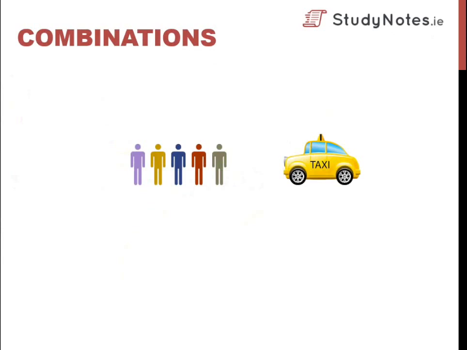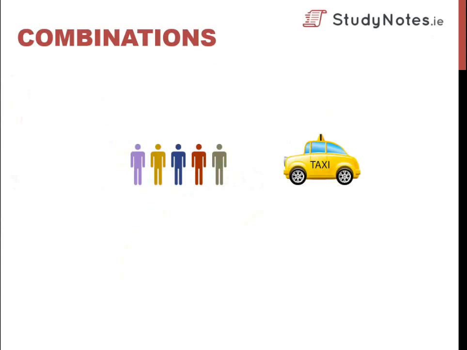Well, the best way to think about these is to think about a basketball team going to play a game. Imagine there are 5 players going to the match, but there are only 4 places in the taxi. So one of the team members will have to walk. How many different ways can the team fill a taxi?